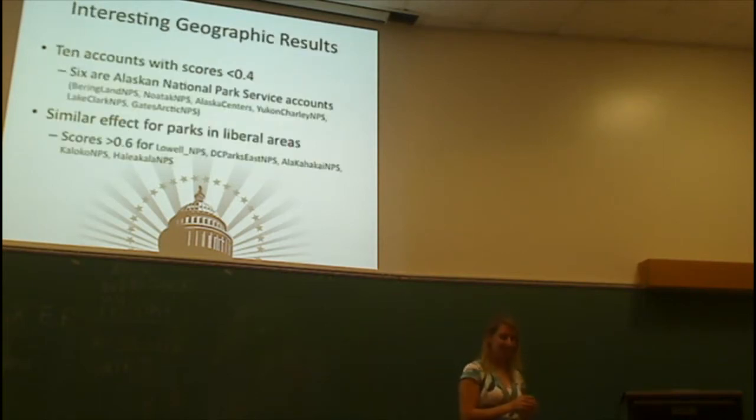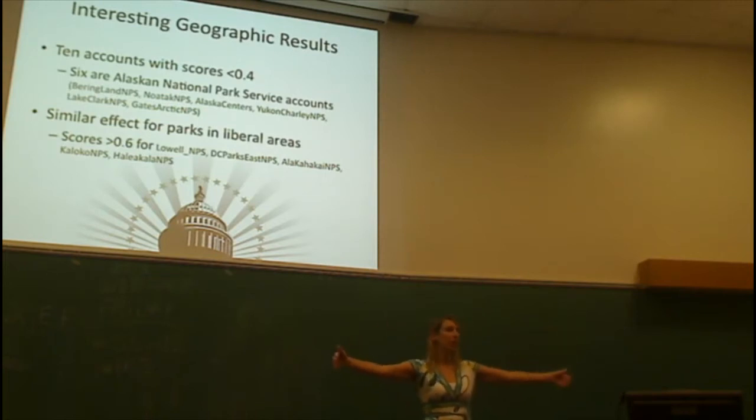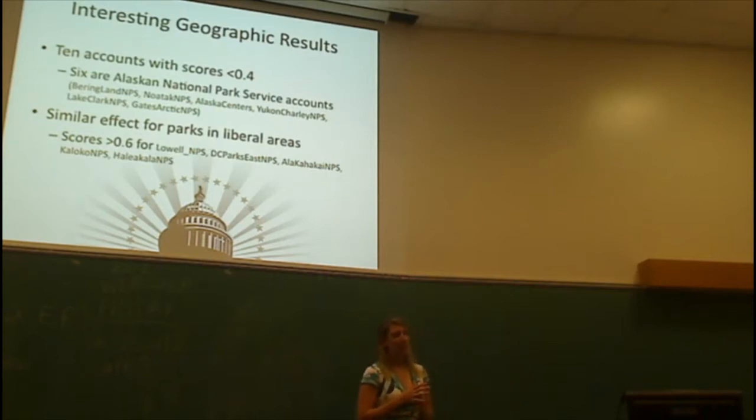So DoD versus education is Ben's guess, but actually it's really interesting. We looked at, I want to say, like 80 different government agencies. 10 of them had scores less than 0.4. So on our liberal to conservative scale, conservative is 0 and liberal is 1. So this is lower than 0.4, so down towards the conservative end. We had 10 accounts with scores less than 0.4, and 6 of those 10 were Alaskan National Park Service accounts.